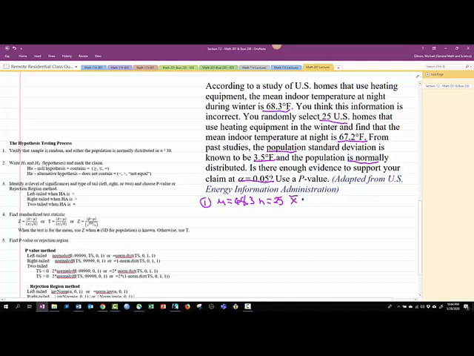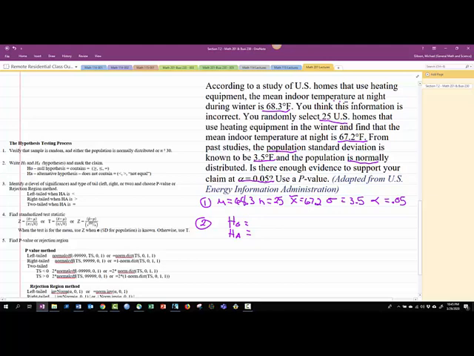The mean from the sample is 67.2. The population standard deviation is 3.5. And we're going to use an alpha, that is a level of significance, of 0.05. All right, step 2, write the null and alternative hypotheses.